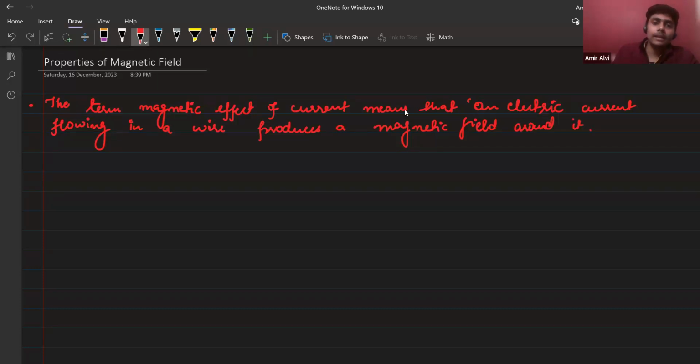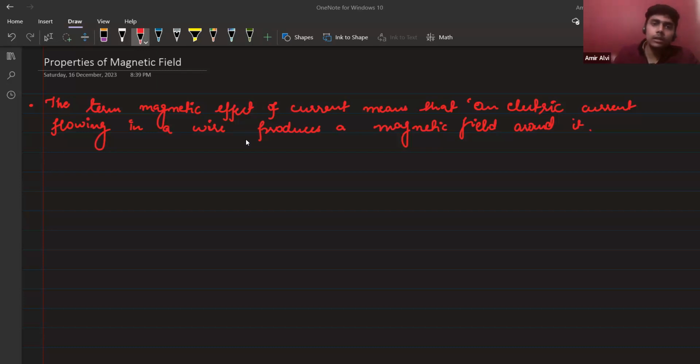Yes, sir. When a current is flowing through a conductor, it means that it will produce a magnetic field around it. The strength of the magnetic field depends on the current, on the magnitude of the current flowing. Clear? Yes, clear, sir.